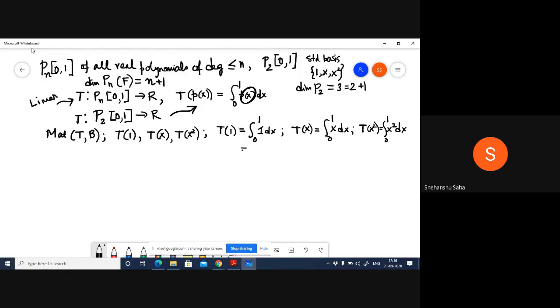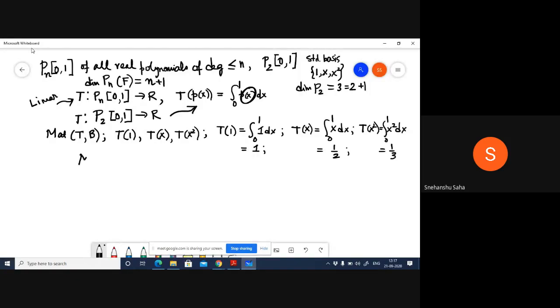Now, this is very simple. This is just 1, right? And this is 1/2, correct? And this is 1/3. So these are the numbers that your linear transformation, with respect to the standard basis on the vector space P2[0,1], maps onto. Okay, so what I have here is, now you want to know the matrix, right?